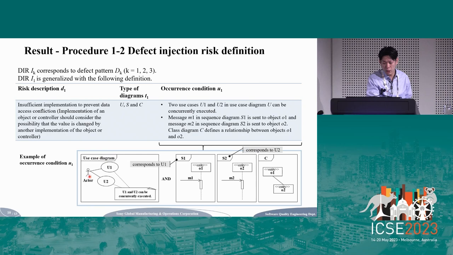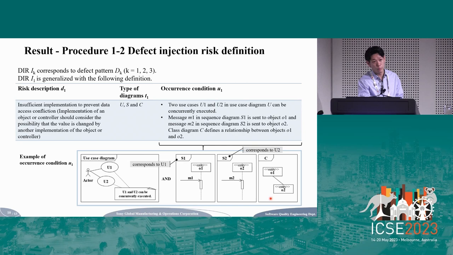This figure shows the occurrence condition of I1. Use cases U1 and U2 can be concurrently executed. Message M1 is sent to object O1 in sequence diagram S1. Message M2 is sent to object O2 in the sequence diagram S2. And the class diagram defines the relationship between objects O1 and O2. Please refer to our paper for the complete definition of DIRs and examples.